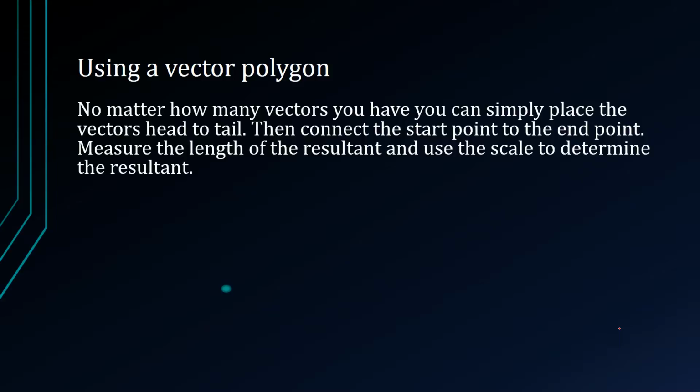So let's say, for instance, this is a start point, and I have a vector that goes in this direction, then this, then this, then this. This here would represent the endpoint. So what I need to do is draw a vector from the start point to the endpoint, and that will be the resultant vector. So if you have multiple vectors, you can simply use a scale and use this polygon representation to simplify the whole vector down, and you will get your answer very easily.